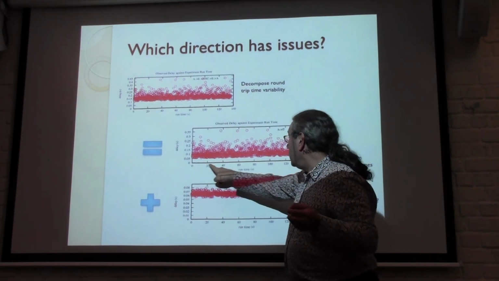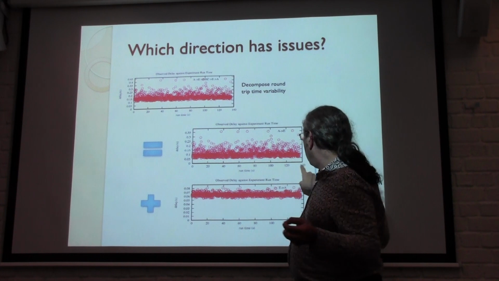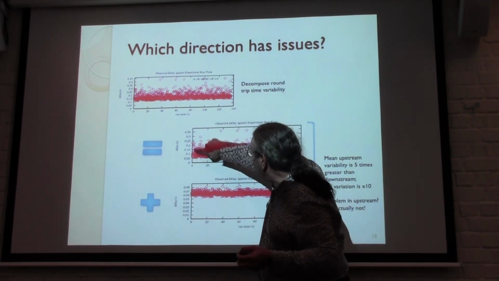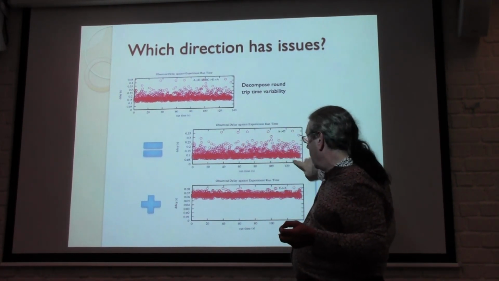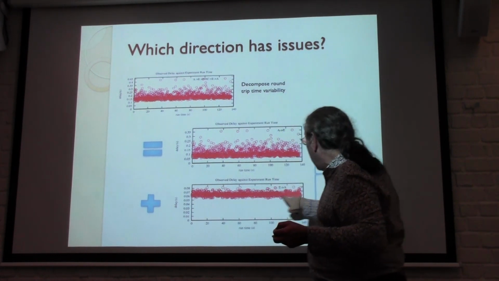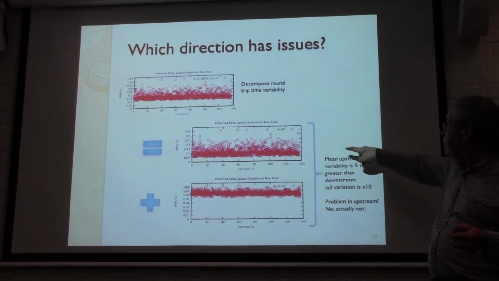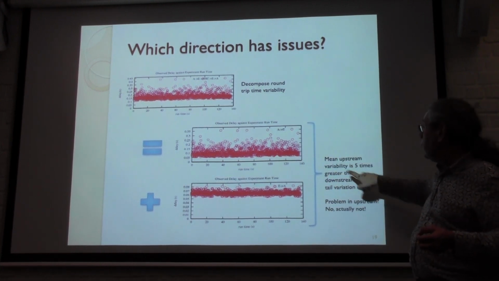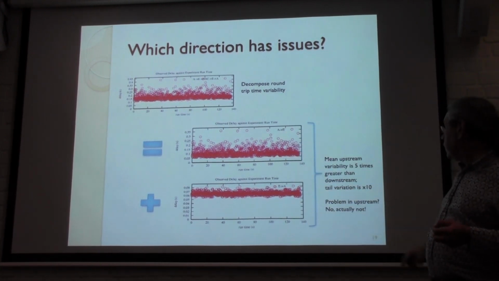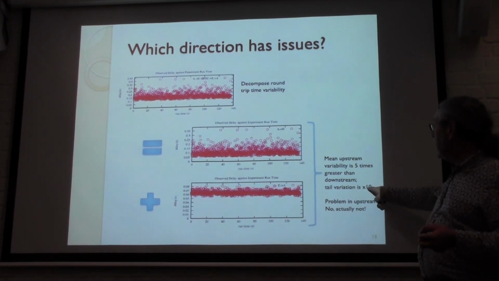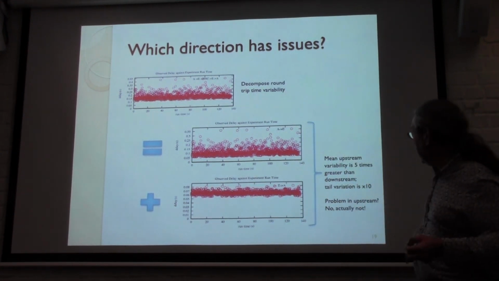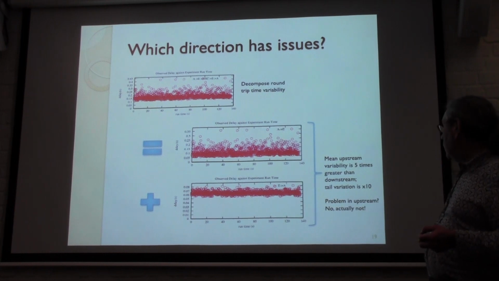Again, the system is running. This is 140 seconds. You can see the delay here. It's varying a lot. But the downstream is less. Okay? So the upstream variability seems to be 5 times higher from A to E than the downstream. And the tail variation, meaning the real extreme things, is even 10 times higher.